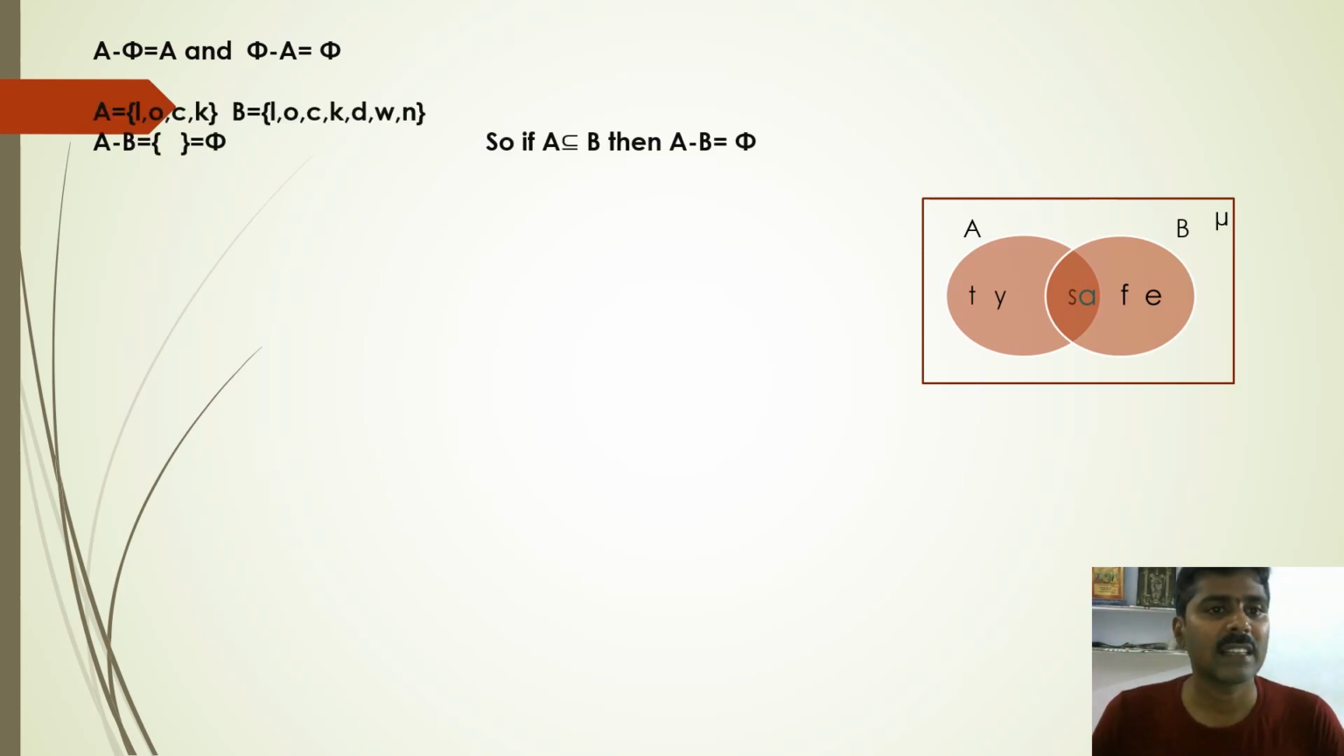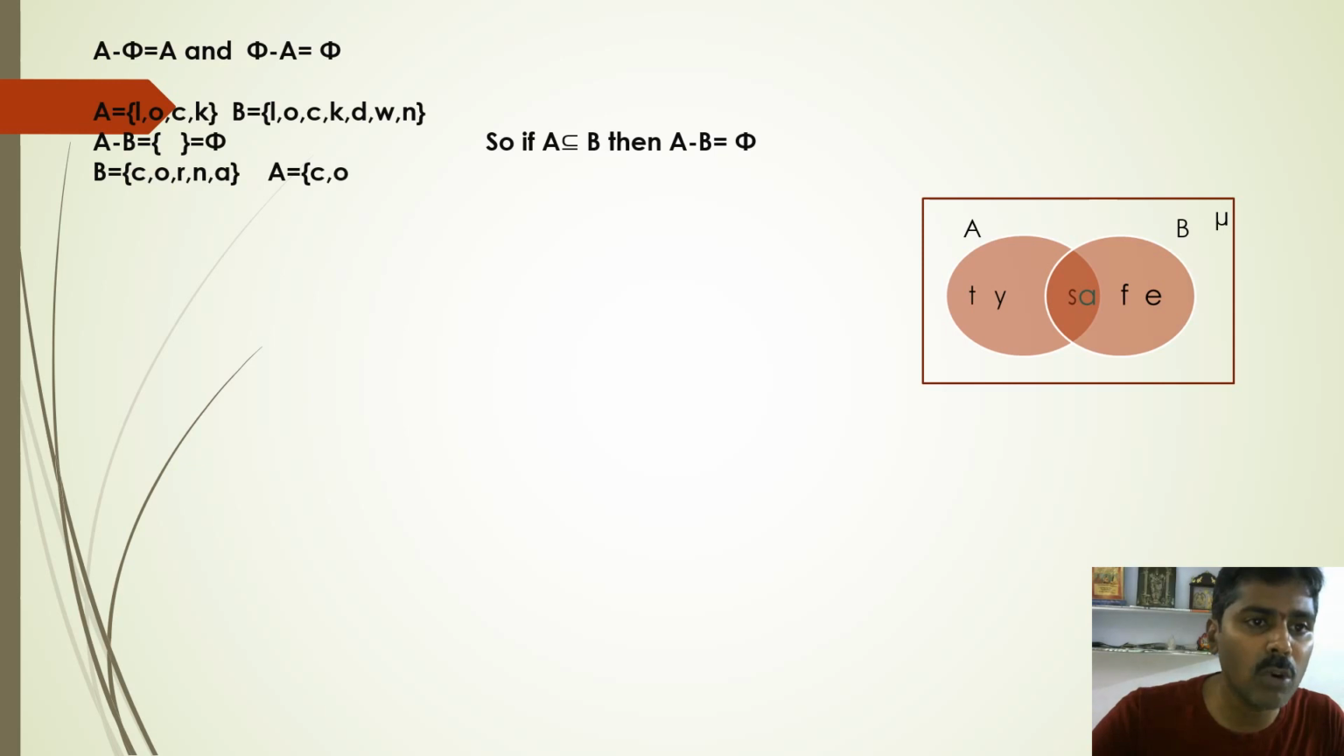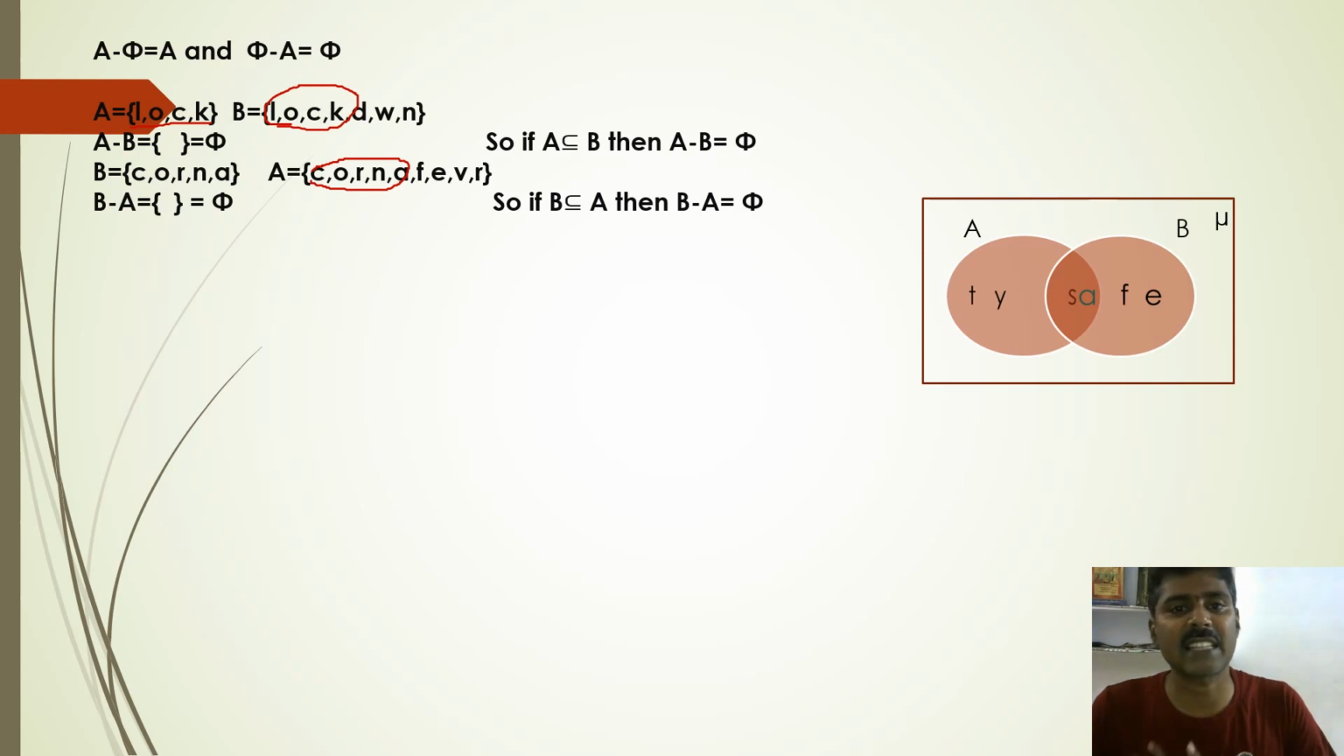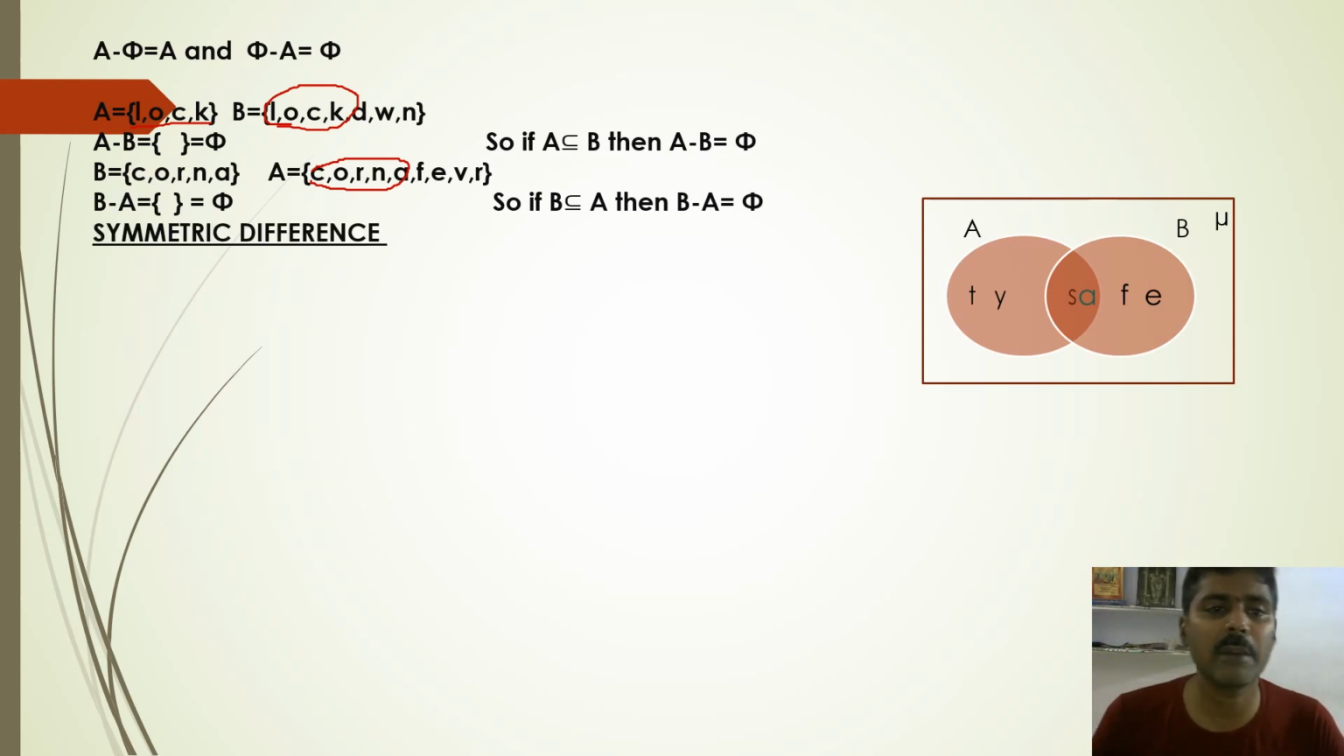So if I go with one more case, subsets. If A is a subset of B, then A minus B, what will you get? Null set, because we have to remove all the elements of B which are in A. If I remove all the elements of B which are in A, I am left with nothing. So if A is a subset of B, then the difference A minus B becomes a null set. Similarly, if B is a subset of A, I have to remove all the elements of A from B, then I am left with nothing, that is a null set. So if B is a subset of A, then B minus A becomes a null set.